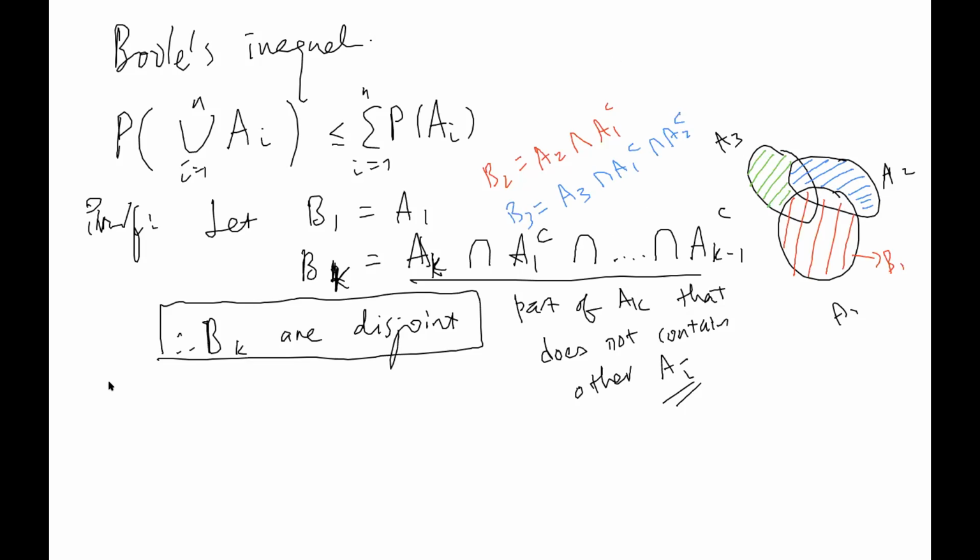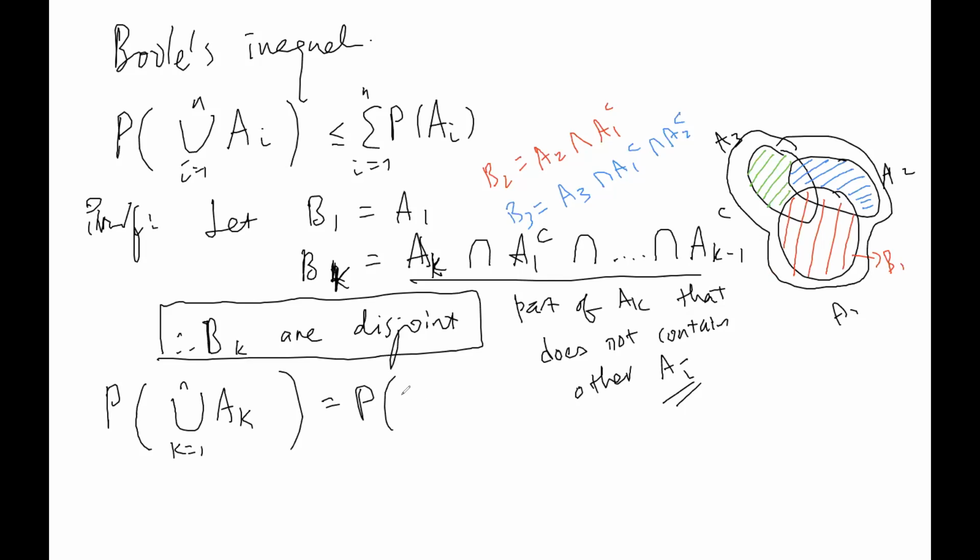So once they are disjoint, then when you consider the union of the AK, this is the union of everything, right? So it's the whole thing. But the whole thing is basically equal to the union of the disjoint parts, right? It's the same, isn't it? So you take the union, you add up all these fragments.